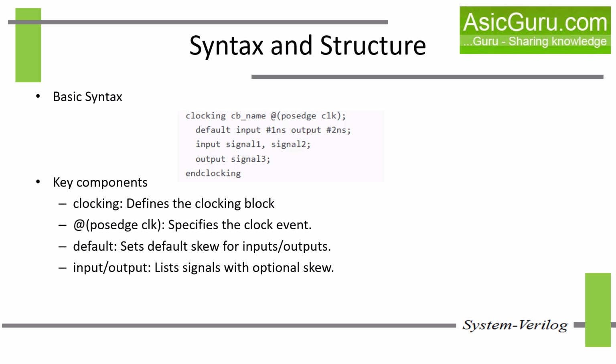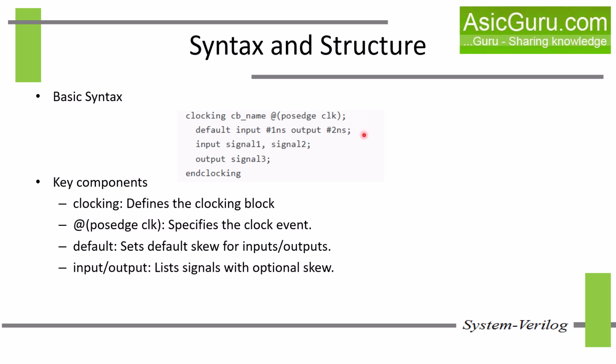Now let's understand the basic syntax of a clocking block in SystemVerilog. A clocking block starts with the clocking keyword followed by the clocking block name, and it ends with the endclocking keyword. So here we are defining a clocking block named cb_name. After that we specify the clock event. So here we are defining the clock event, that is the positive edge of the clock. So this whole block triggers at the positive edge of the clock. This can be any event.